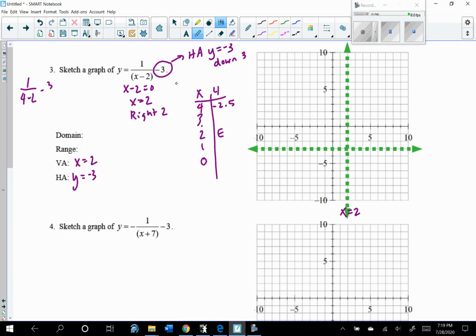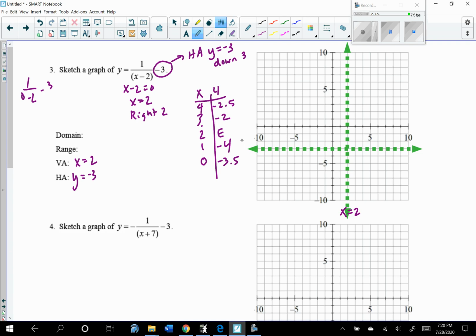If I plug in 3 into my equation instead of the 4, I get 1 over 3 minus 2, which is 1 over 1. So 1 minus 3 gives me negative 2. If I plug 1 into the equation for x, 1 minus 2 gives me negative 1, so this is negative 1 minus 3, which is negative 4. And if I plug in 0, I get negative 1 half minus 3, which gives us negative 3 halves.